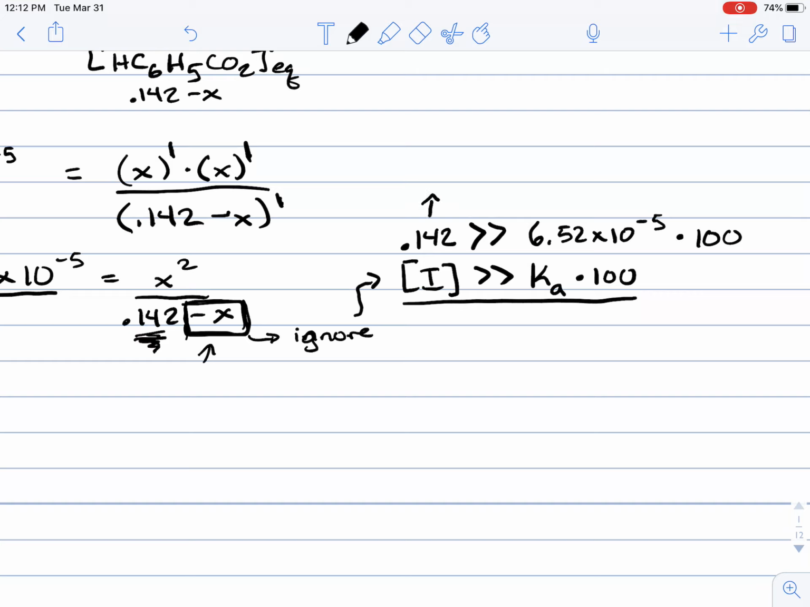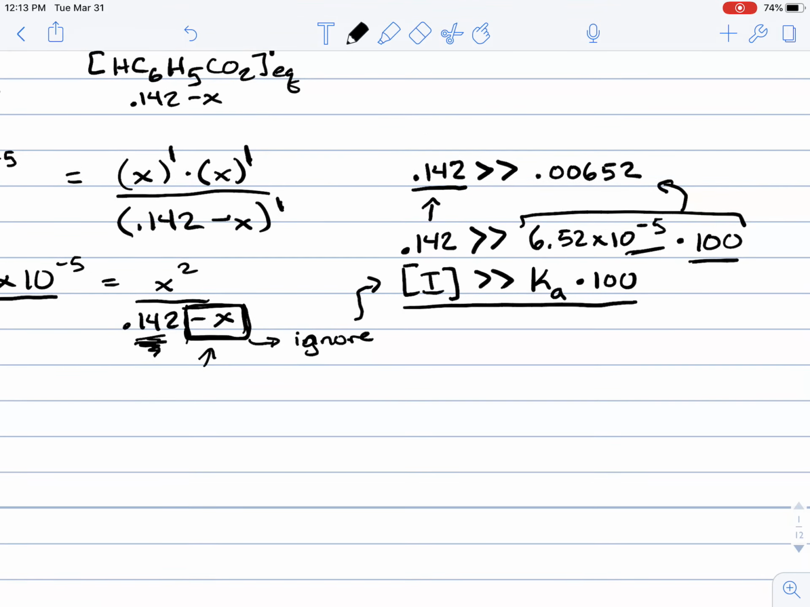0.142 is going to stay the same. We don't need to change that. However, if you multiply 100 by this scientific notation, what we get is 6.52 times 10 to the negative 3. If we express that as a decimal so that we can compare it to this decimal, it's going to be 0.00652. I went ahead and multiplied both of these two values together, and it would give me that answer.